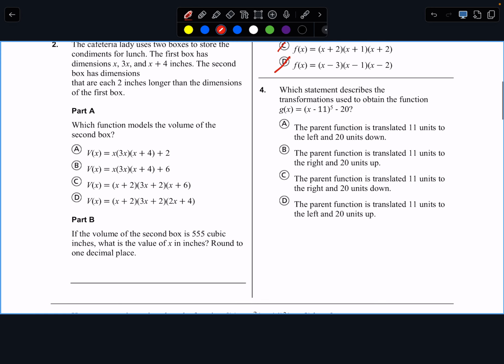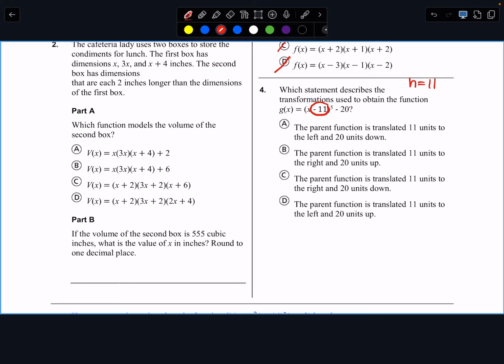Let's look at 4. Which statement describes the transformations used to obtain the function? All right, again, with this, guys, we have to look at our transformation chart. I'm going to give you guys one. You'll have your own individual transformation chart, so you won't have to worry about looking up here. But what we have to figure out is we have a transformation here at negative 11. What letter's in the place of negative 11 up here? H. What is our value for H? Positive 11, okay? Because we have to change the sign, okay?